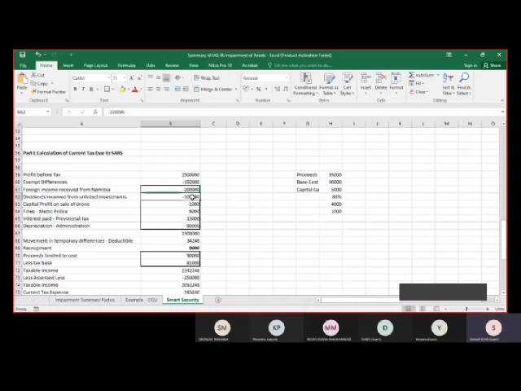You see? Same with dividends. We've received dividends. We've recognized them in our income statement as dividends received. But SARS doesn't recognize these dividends. It's saying these dividends are exempt. So we've subtracted them. You see?